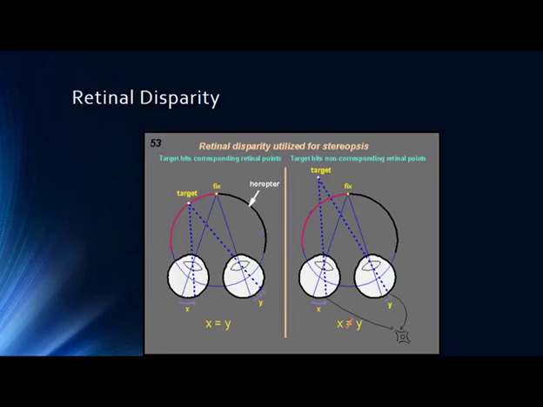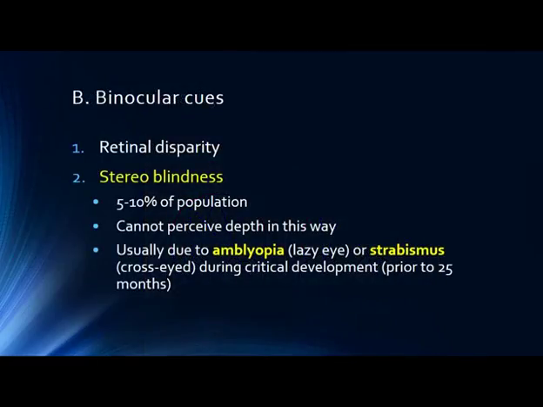In fact, as we're developing, we get what are called ocular dominance columns. And those start to develop in the first couple of years of life, usually prior to age 25 months or so. As a result, people who have either amblyopia or strabismus, and amblyopia is lazy eye, strabismus is people who are cross-eyed, during this critical development period generally cannot perceive depth using binocular disparity because they don't have the appropriate ocular dominance columns established. And if they do, they're not lined up correctly. So it's important to get these issues treated in infants so that they can develop stereopsis appropriately. So again, it's about 5 to 10% of the population.